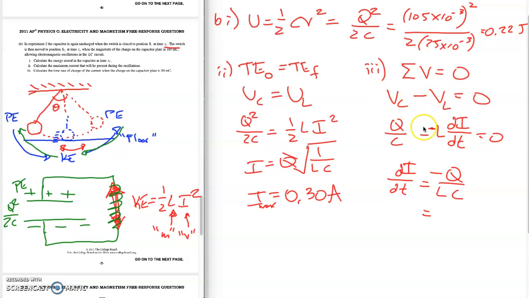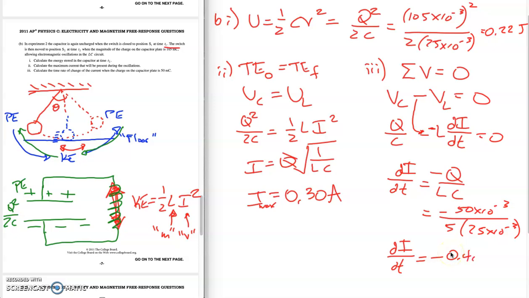But this minus sign is part of the Kirchhoff loop equation. And that minus sign is tied to the fact that we're looking at an inductor. Sorry, I should have put that in there first. So minus 50 times 10 to the minus third, L is 5 and C is 25 times 10 to the minus third. So di dt, don't drop the minus sign, is minus 0.40 amps per second. Since that's a numerical answer, don't forget the units.